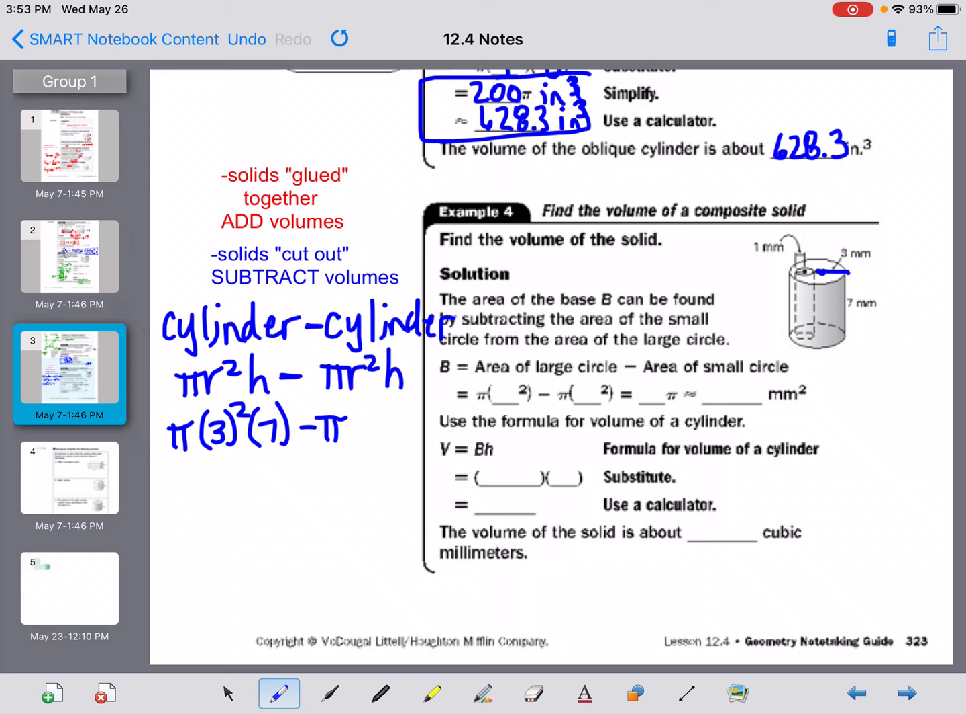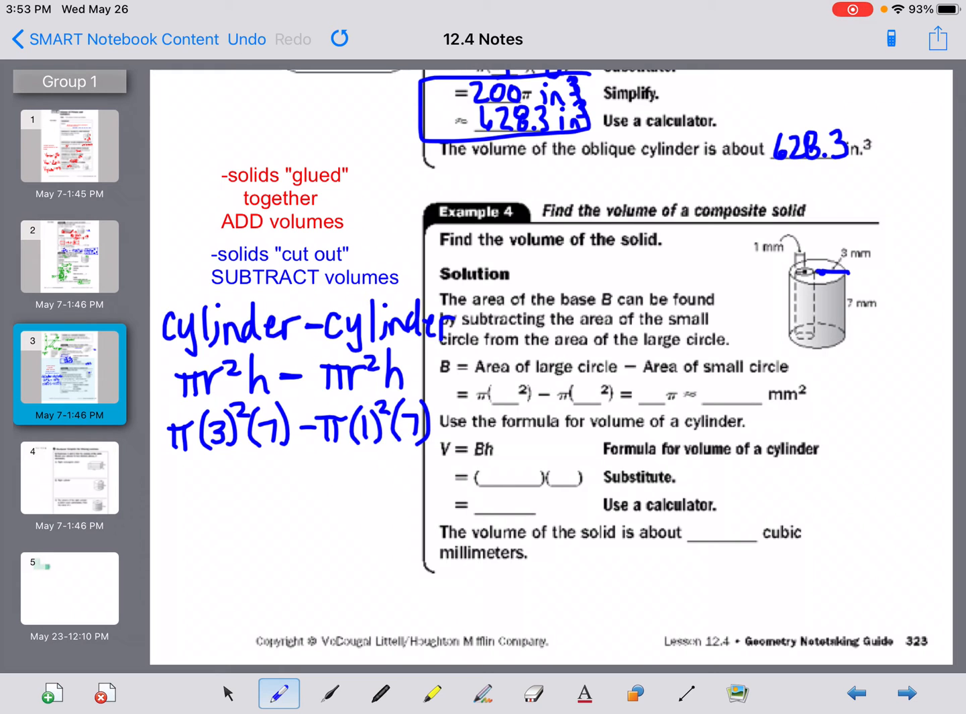On that small cylinder where it got cut out, like they drilled that hole all the way through, it looks like it has a radius of 1, and its height is the same as everything else, so it's also 7. Okay, hint, leave everything in terms of pi as long as possible. It'll make things so much easier, okay?